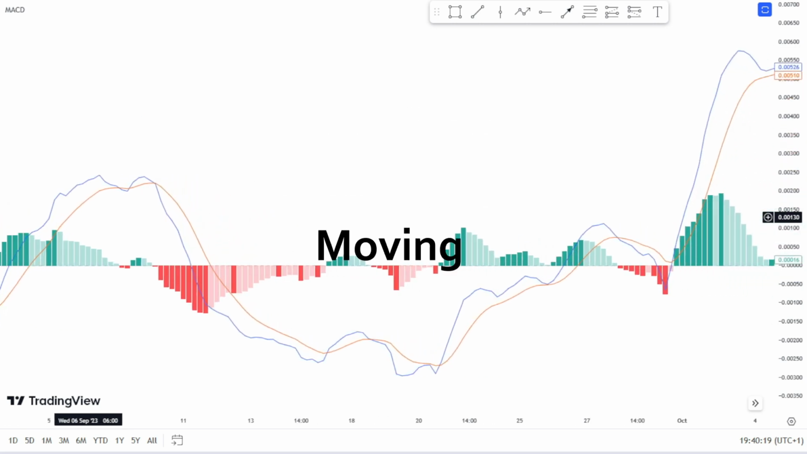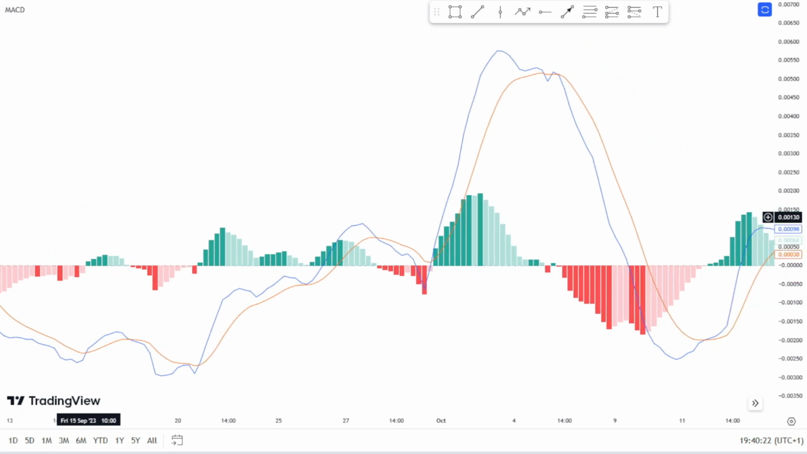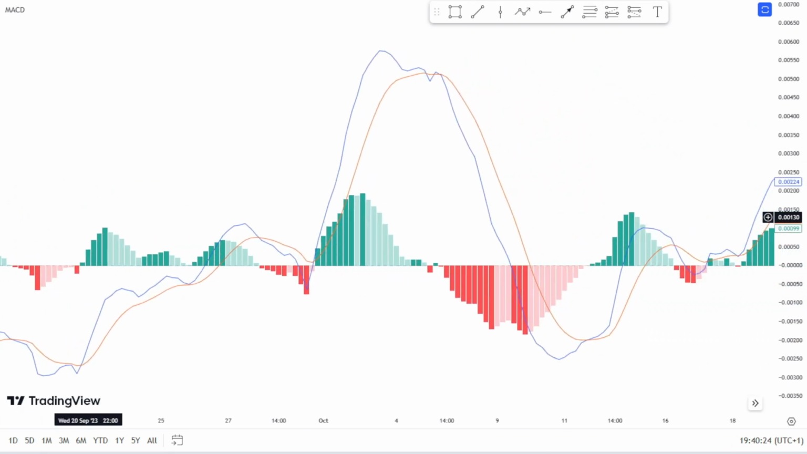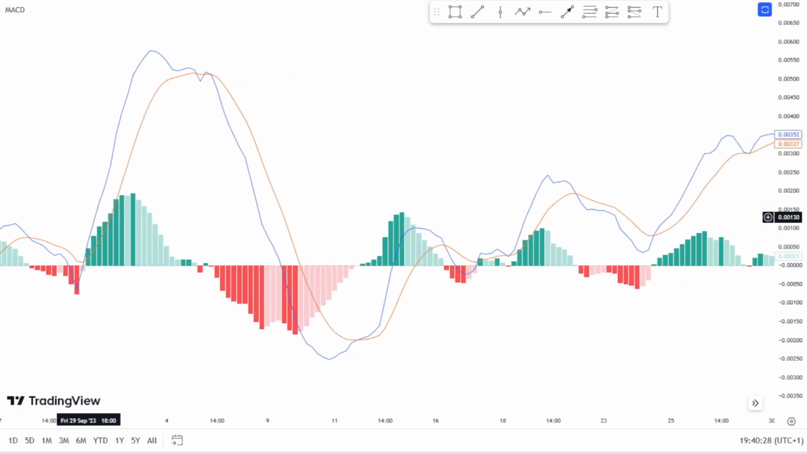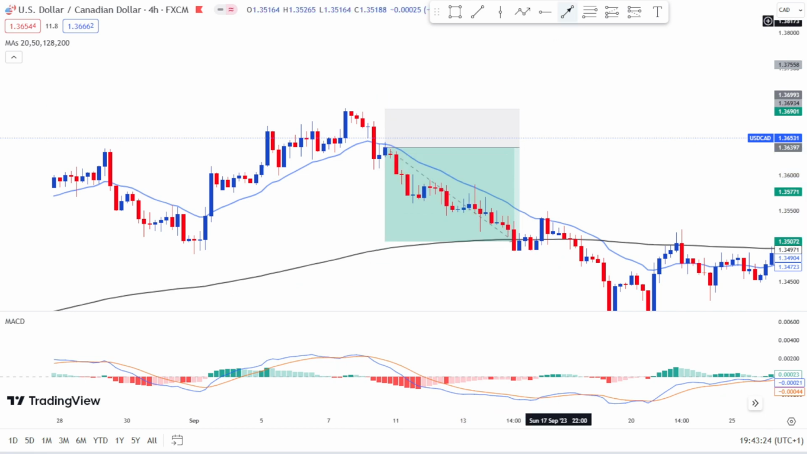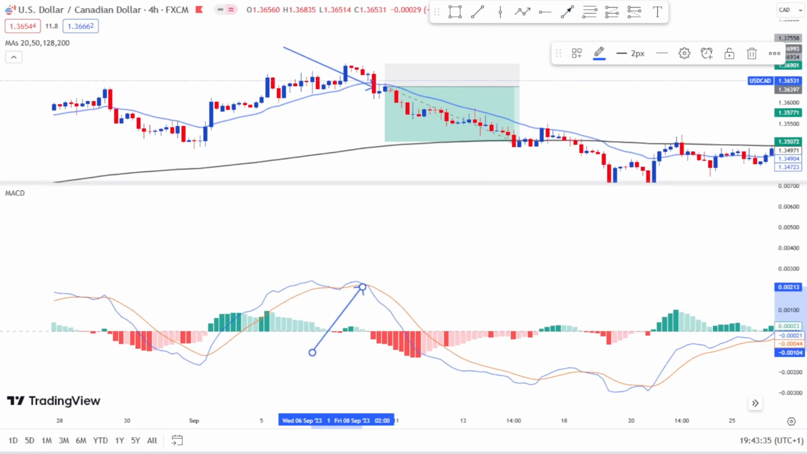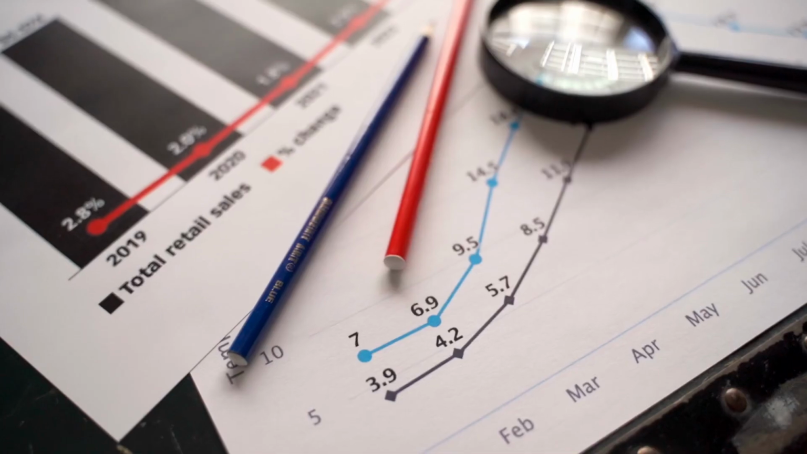The MACD, short for moving average convergence divergence, is a trading indicator used in technical analysis of prices. It is designed to review changes in strength, direction, momentum, and duration of a trend of a stock or forex pair. I will show you guys a simple and effective trading strategy to use when trading MACD.